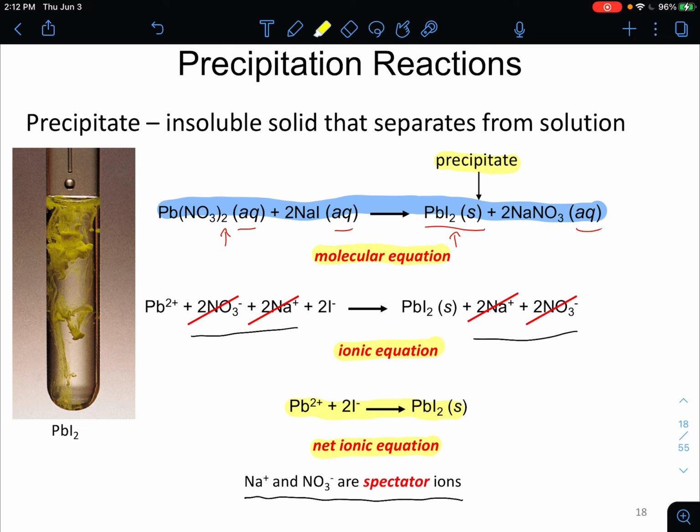Okay, in the next video, we'll talk about acids and bases a little bit. Oxidation and reduction will come up soon after that. And then we'll get to some stoichiometry calculations that fit in with solution chemistry.